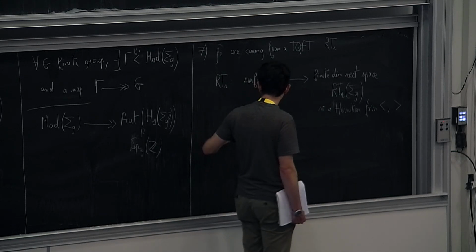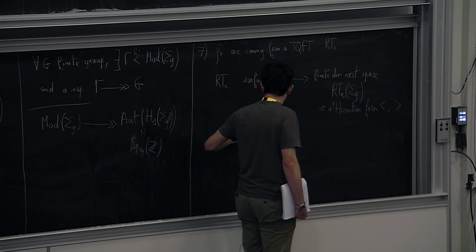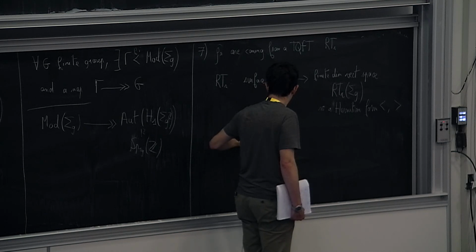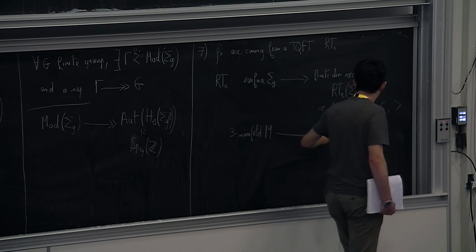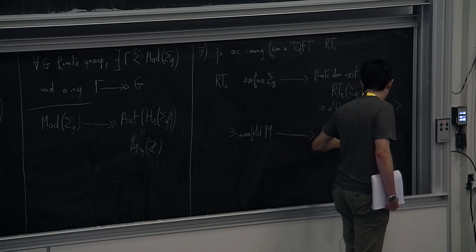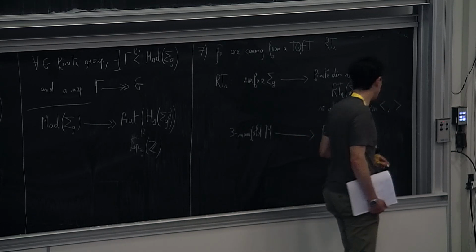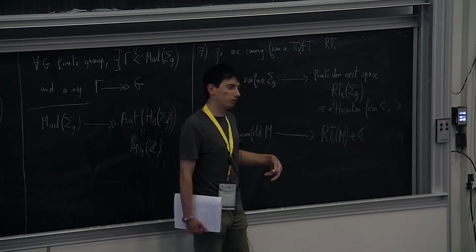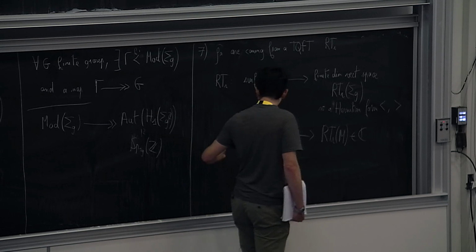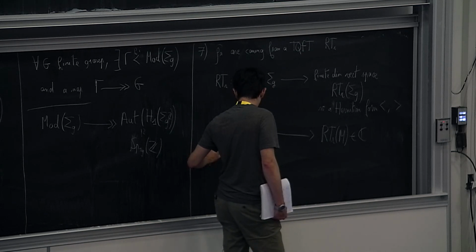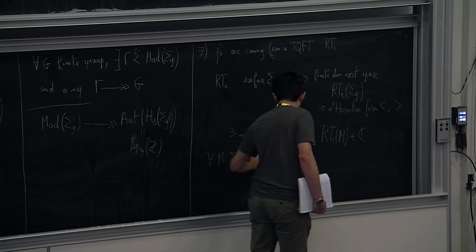For any 3-manifold M, you can associate an invariant, which is RTR of M. It's a complex valued invariant, or I could say an invariant valued in the cyclotomic field. And for any M, which is a cobordism from sigma 1 to sigma 2.